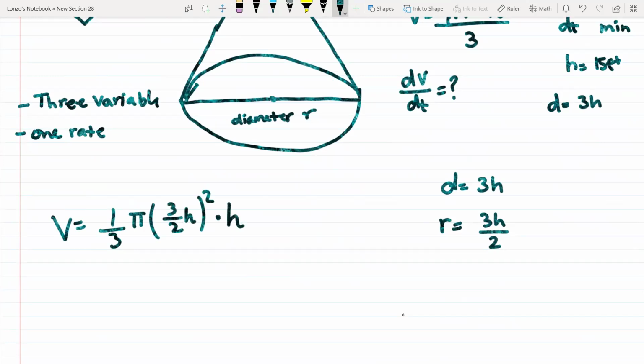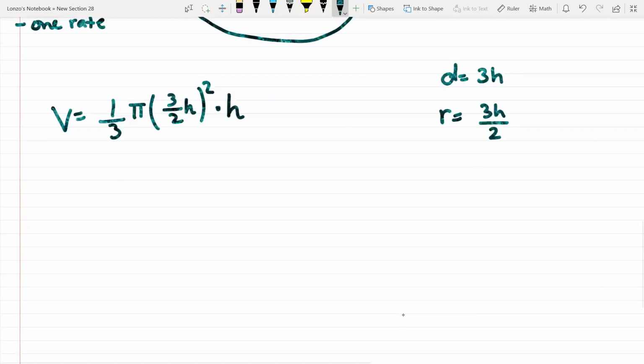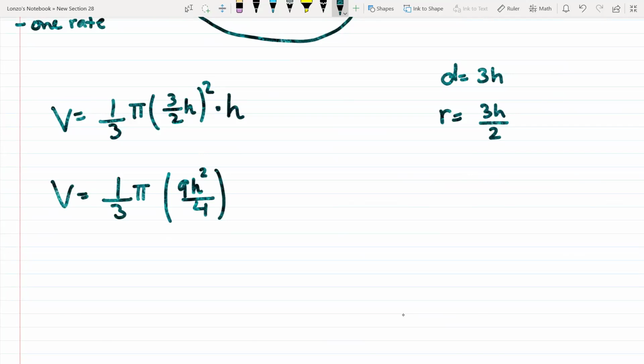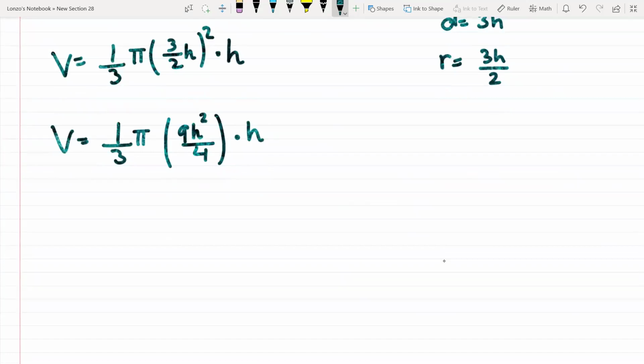Then I'm going to clean this up. It's 1/3 pi, and then (3/2 h) squared is 9h squared over 4. 3h squared is 9h squared, and you square the 2, so that's 4, and then times h. Continuing to clean it up, this is 1/3 pi, and 9h squared times h is 9h cubed over 4.